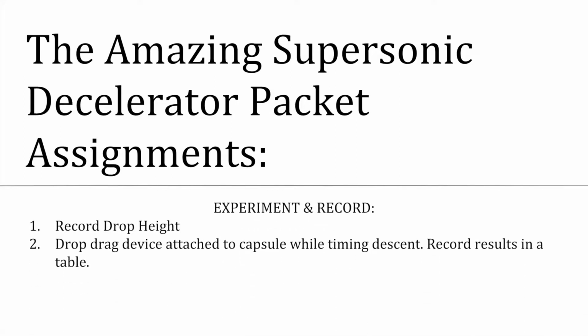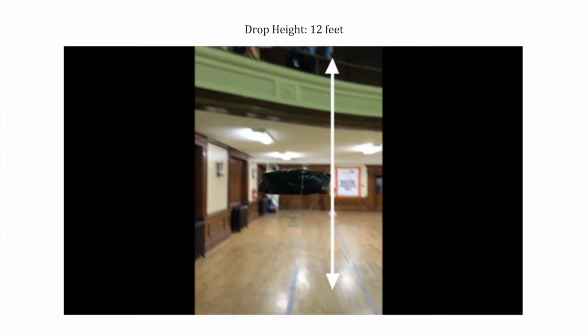The second section of the packet was experiment and record, and its first assignment was to record the drop height, and the next assignment was to drop the drag device attached to the capsule while timing descent. To determine the drop height, my group and I measured the distance between the floor and the balcony.